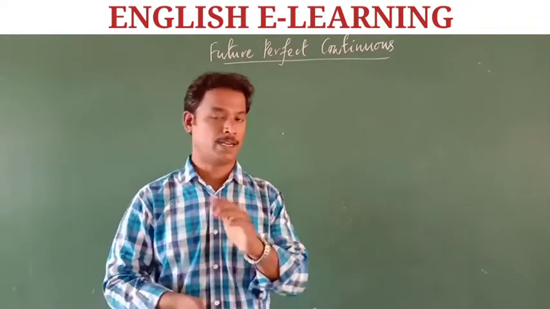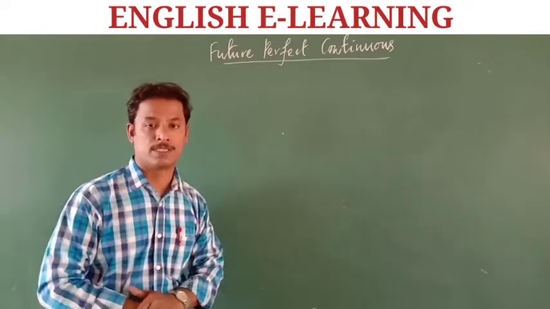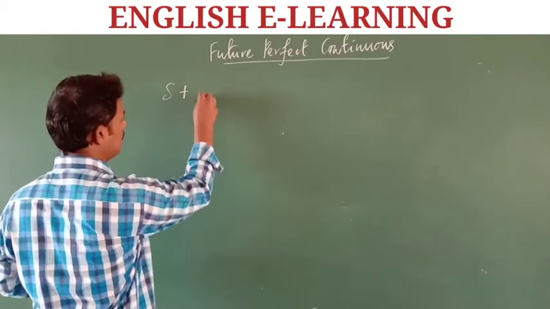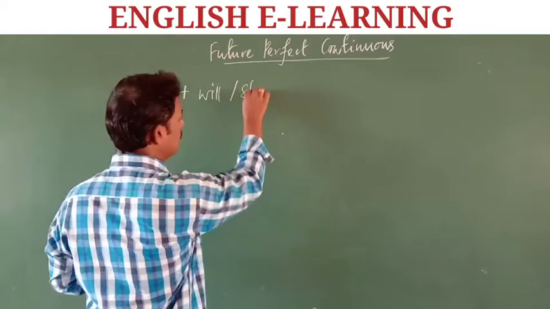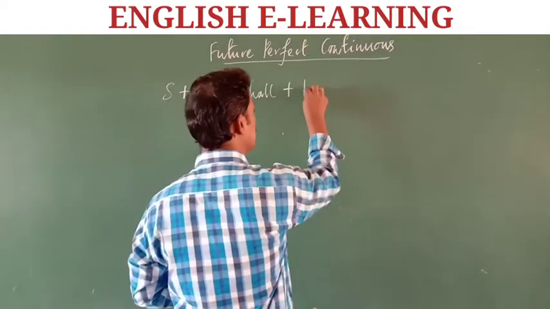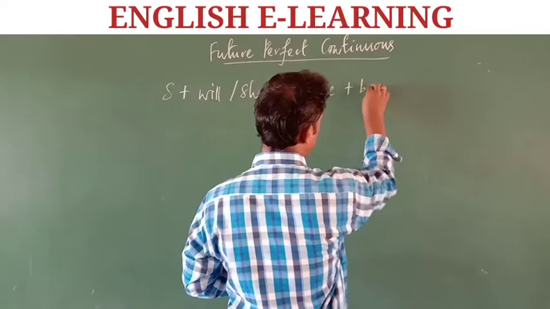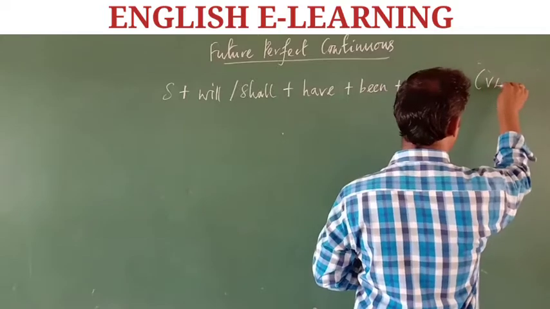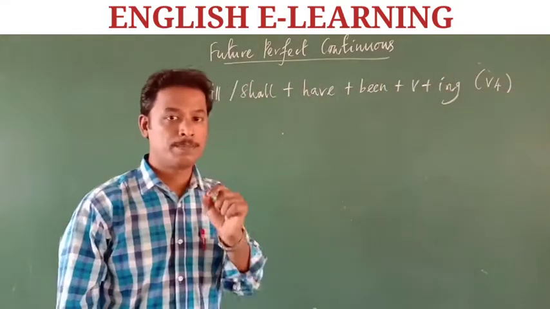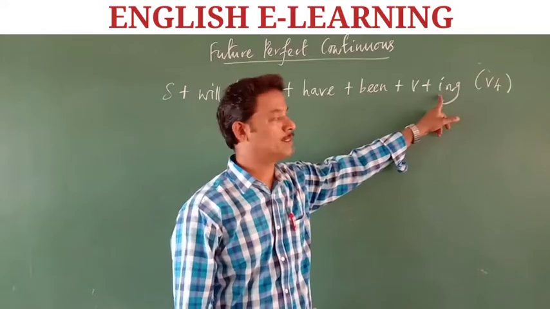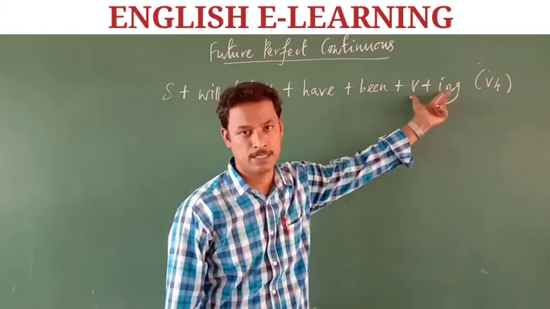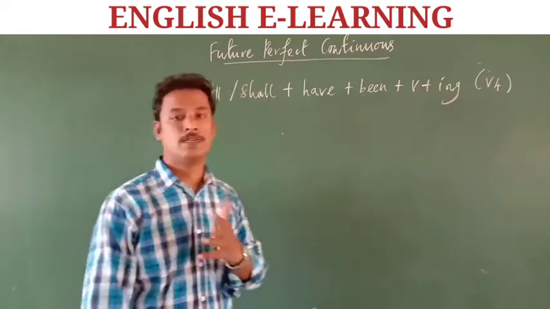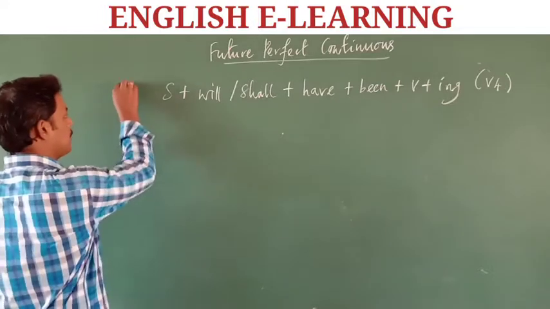Right. The formation for this future perfect continuous is subject plus will or shall plus have plus been plus verb plus ing. That is verb 4. It is otherwise called present participle. That is verb plus ing. If you add ing to the end of the base form, you can get the verb 4. Right. Okay. It is in active voice.